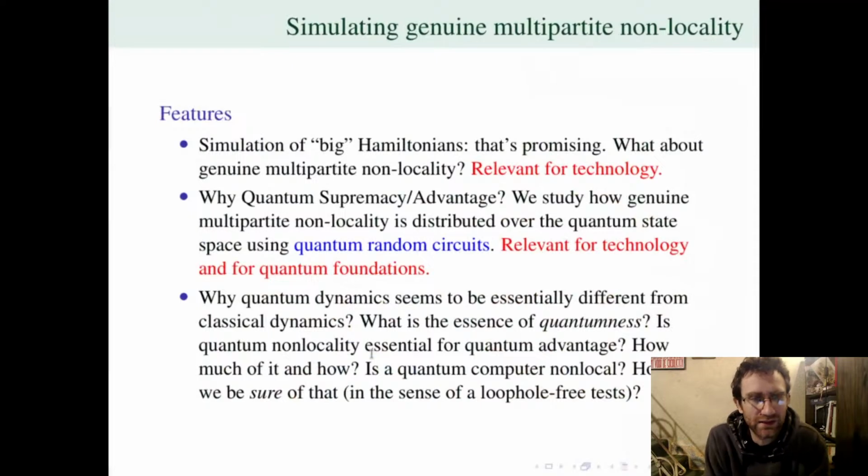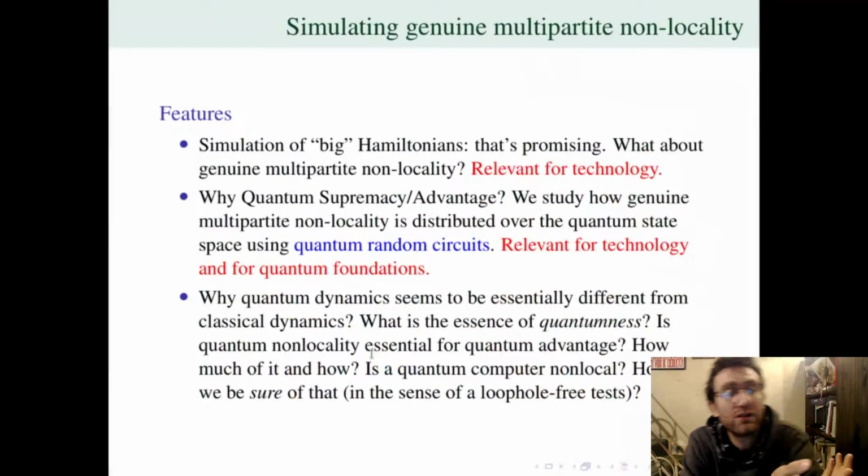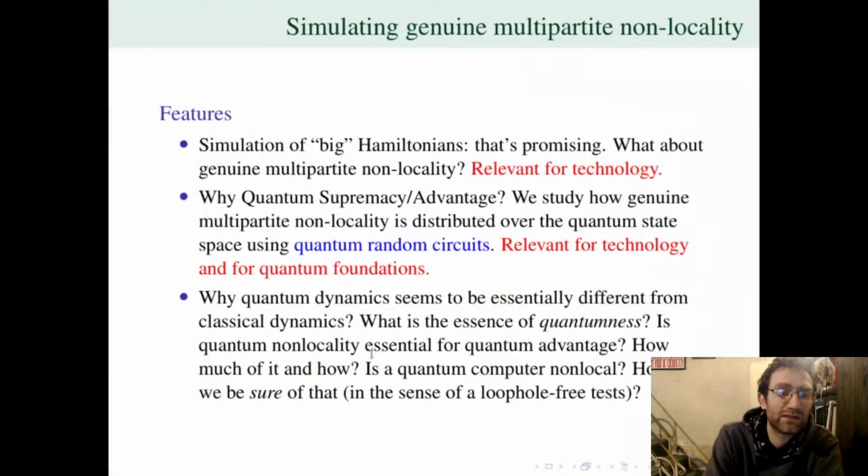And our work is related to the following questions. Why does quantum dynamics seem to be essentially different from classical dynamics? And what is the essence of quantumness? Is quantum non-locality essential for quantum advantage? And how much of it and how? Is a quantum computer non-local? How can we be sure of that in the sense of a loophole-free test?